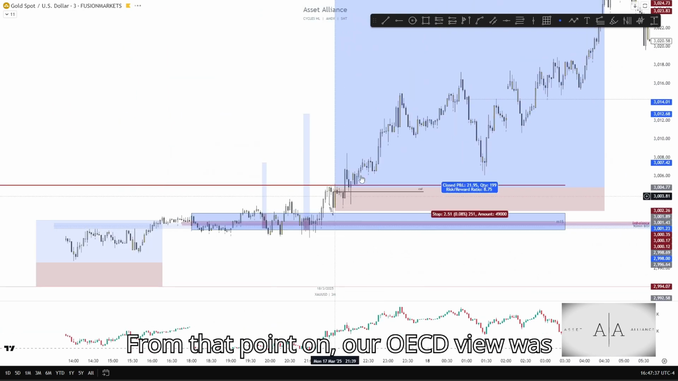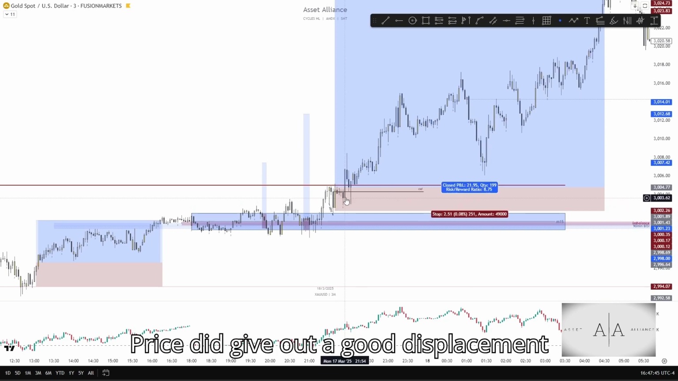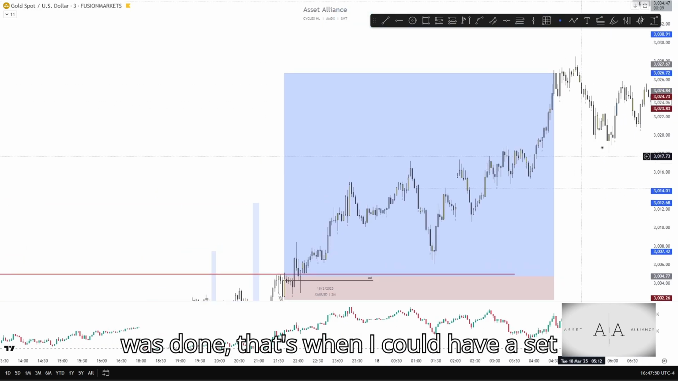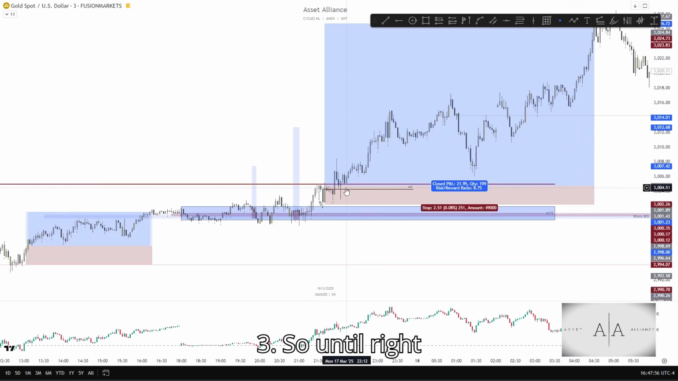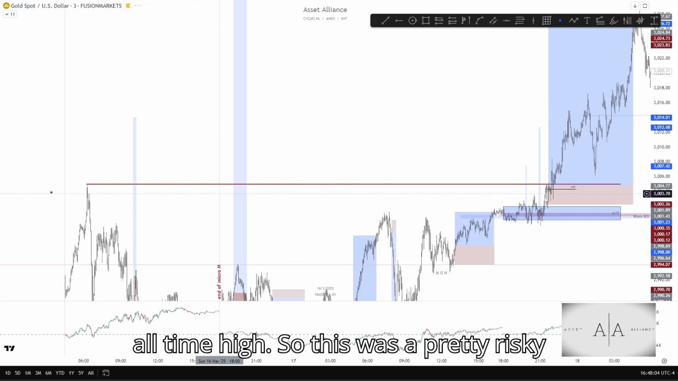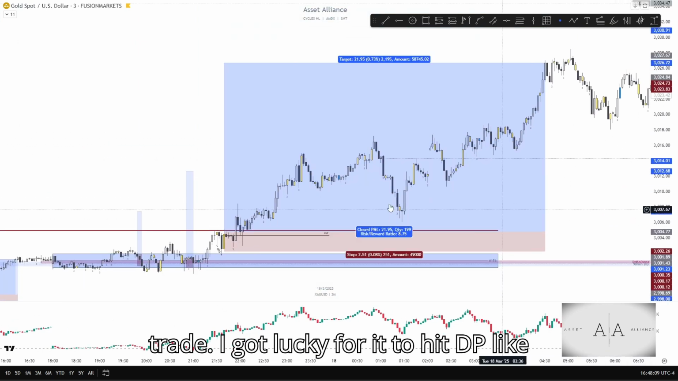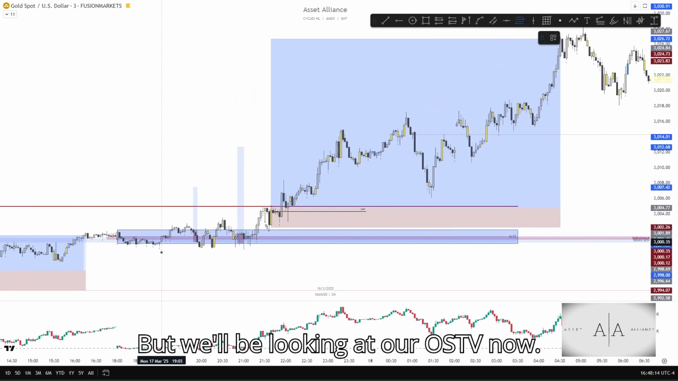So from that point on, our OSTDV was not exactly created yet. Price did give out a good displacement, and then once the OSTDV was done, that's when I could have a set TP, because from that point until 2203, so until right here, I had no set TP. I was just going blindly. It swept the previous all-time high, so this was a pretty risky trade. I got lucky to hit TP like this, and it hit TP really nice. But we'll be looking at our OSTDV now.